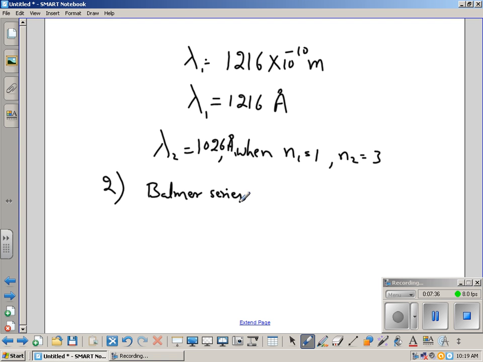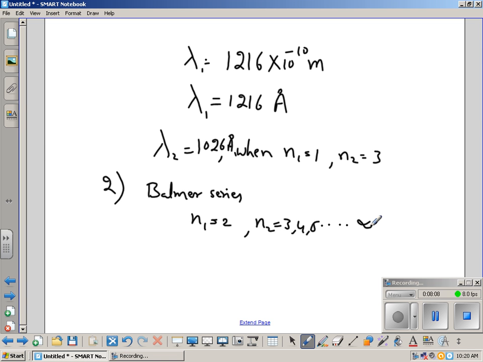The spectral lines formed with n1 equal to 2 and n2 equal to higher order numbers 3, 4, 5, and so on belong to the Balmer series. The lower orbit is equal to 2, and the higher orbits are 3, 4, 5, and so on, up to infinity. Again you can calculate the wavelengths of these.